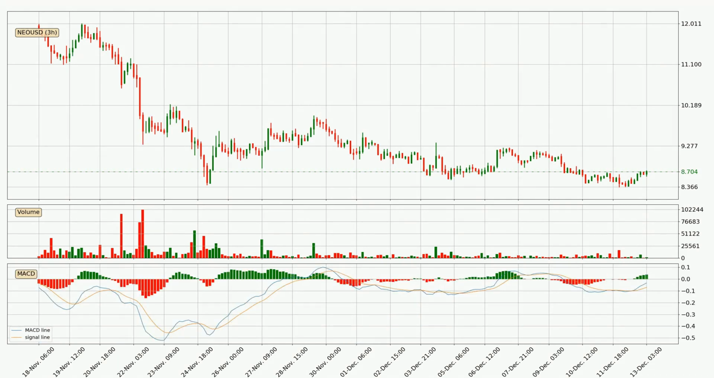Moving to the 3-hourly MACD, seeing as the MACD line is above the signal line, meaning that the trend is currently on the up. Looking at the MACD histogram, we can see that the momentum is strong at the moment, and we can expect the price to continue growing or maybe at least remaining the same for some time.